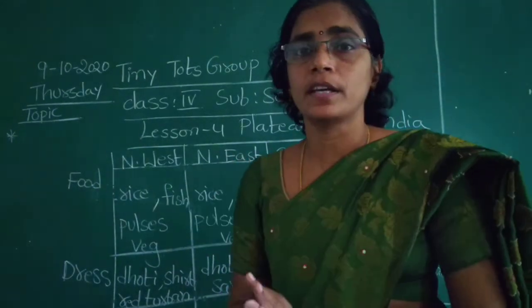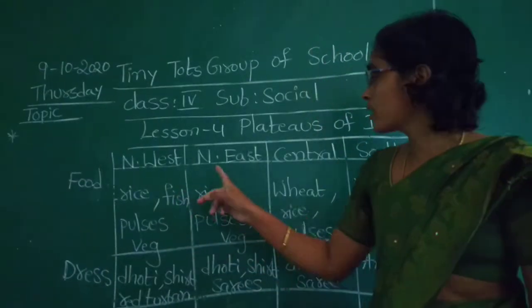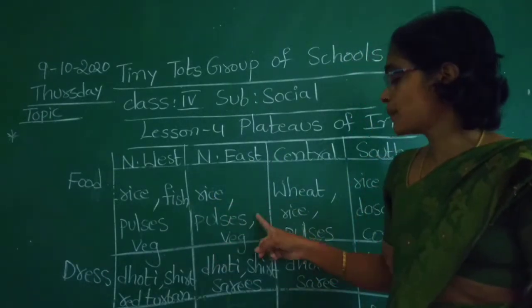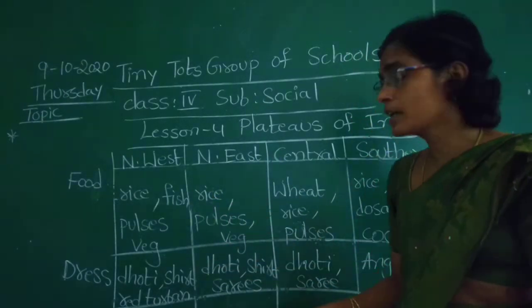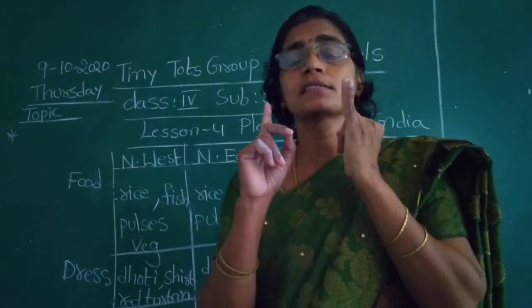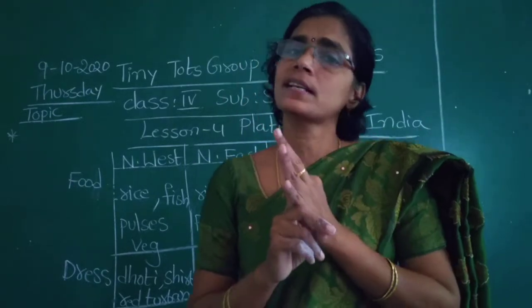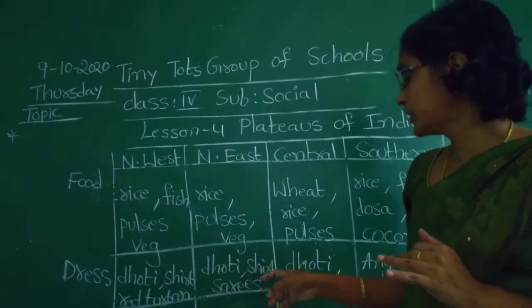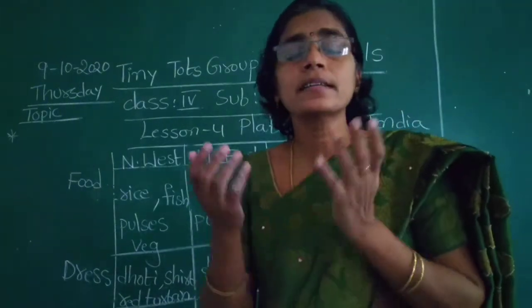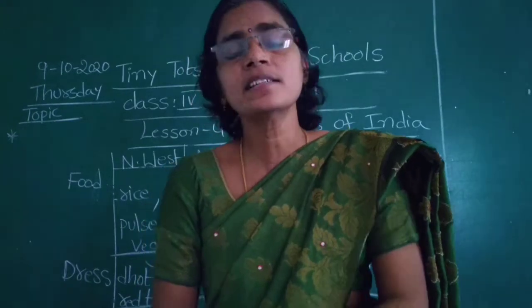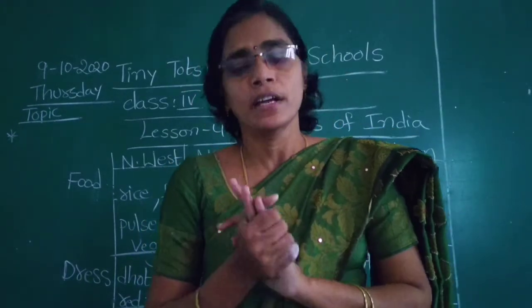Northeast people are wearing. So look at the northeast once again. What type of food they are eating? Rice, pulses and vegetables. What type of occupation they are doing? They are doing farming and silver work and coal mining centers are there. And what type of dress they are wearing? Dhoti, shirt and sarees. And this place is called Rice Bowl of India. The title is given to that, Rice Bowl of India.